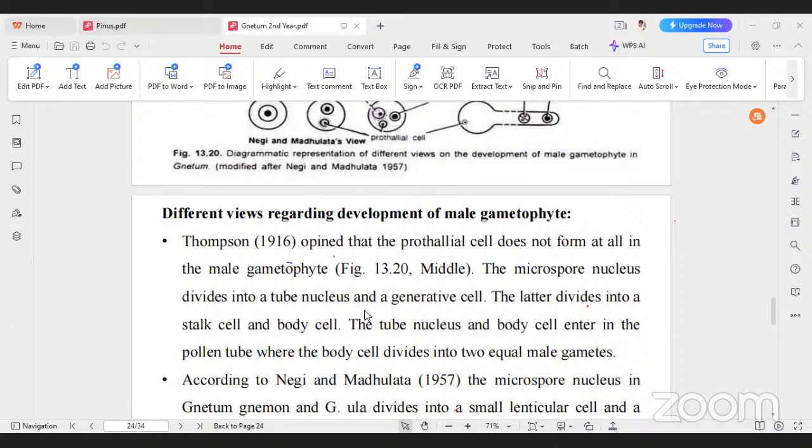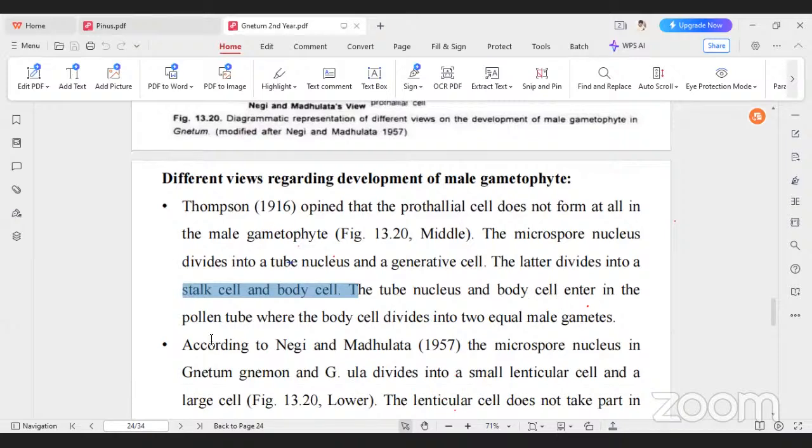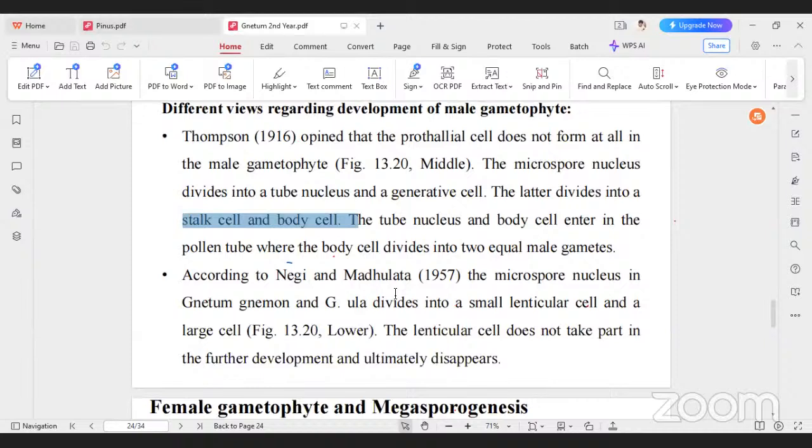The microspore nucleus divides into a tube nucleus and a generative cell. The generative cell later divides into a stalk cell and a body cell. Here you can see the tube nucleus, the body cell. In the pollen tube the body cell divides into equal male gametes. According to Nagy and Madhulata, the microspore nucleus of Gnetum divides into a small lenticular cell and a large cell. The lenticular cell does not take part in further development and ultimately disappears. But they did not mention any prothallial cell, body cell, or vegetative cell. Simply, they mention a lenticular cell and a large cell. Simple, two.